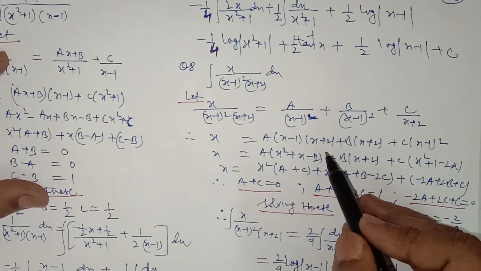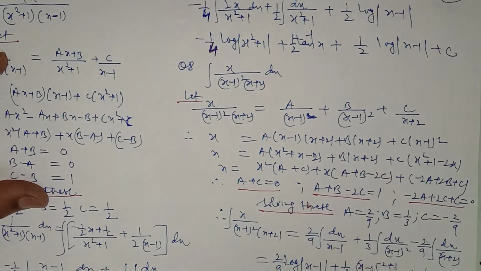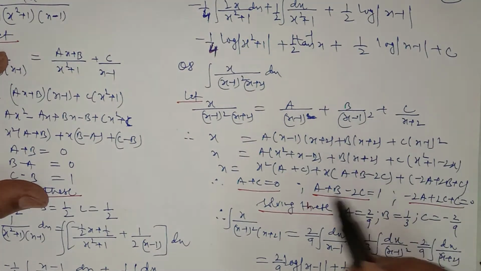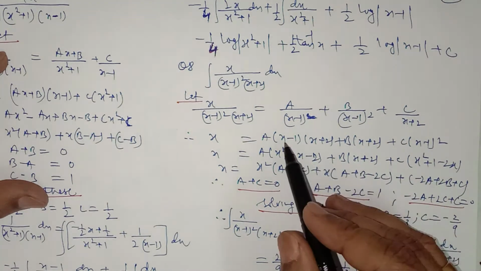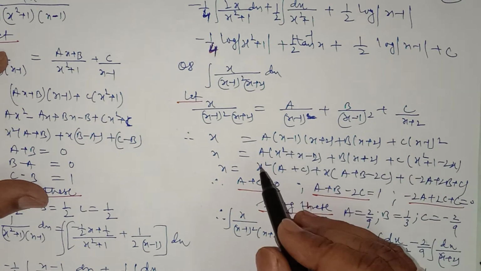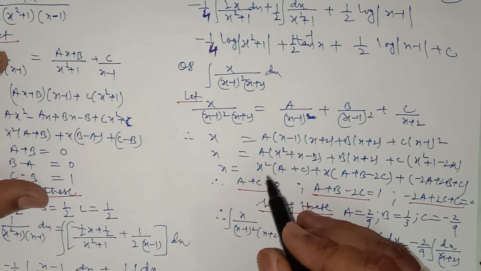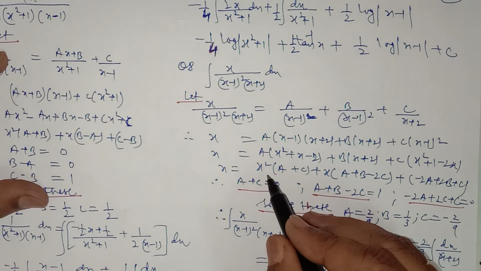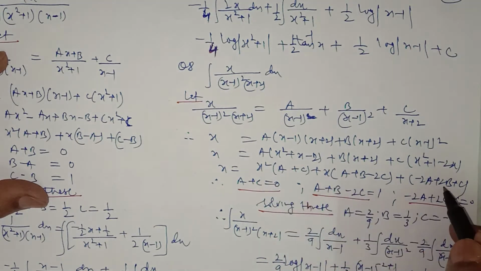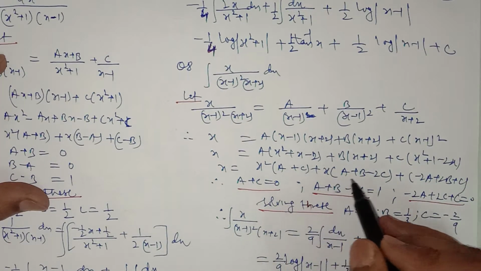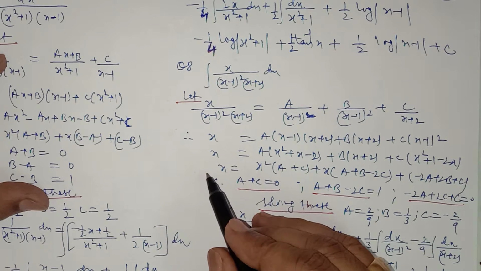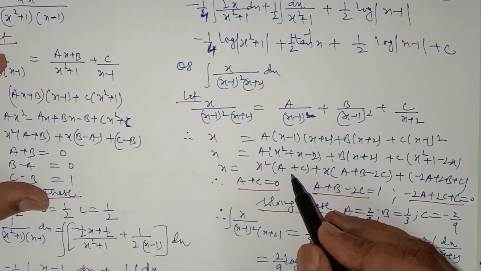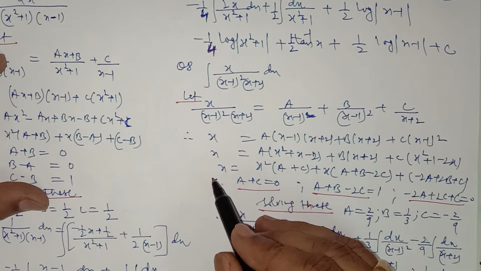and we'll find the values of A, B and C by using the second method, that is by equating the coefficients of x square, x and the constant term on the left hand side and right hand side. So multiply and open the bracket, collect the terms containing x square, x and the constant term, then equate the coefficients on both sides. On the left hand side, the coefficient of x square is 0, on the right hand side it is A plus C, so A plus C will be equal to 0.